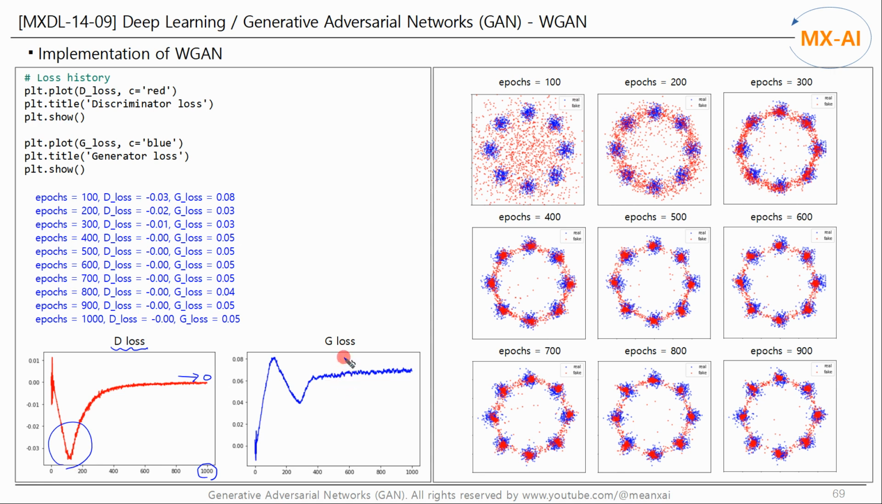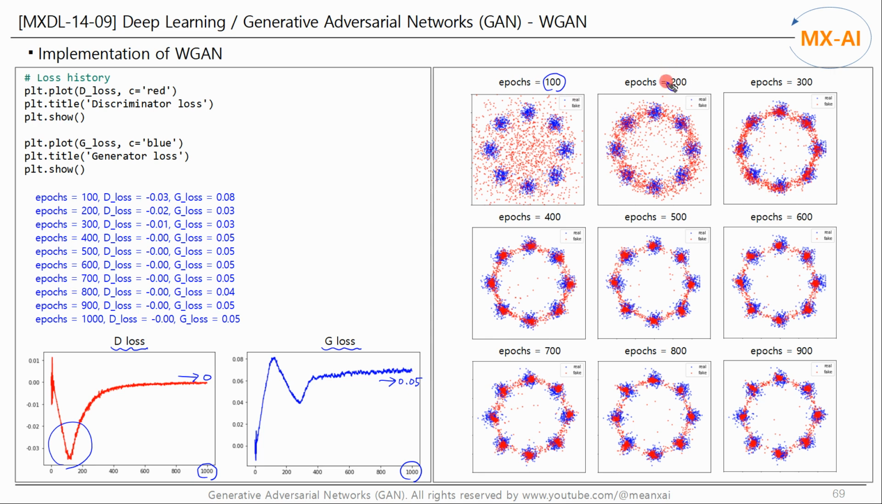The loss history of the generator measured during training is as follows. After 1,000 iterations, the loss converges to about 0.05. After 100 epochs, the distribution of fake data is as follows. The red dots are fake data G of Z generated by the generator, and the blue dots are real data X.